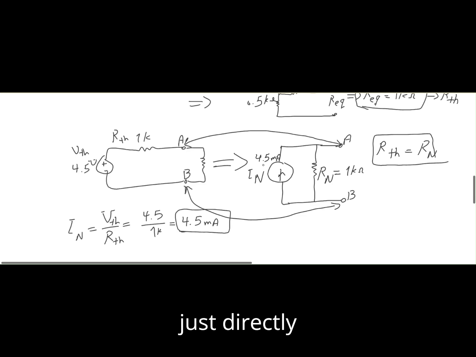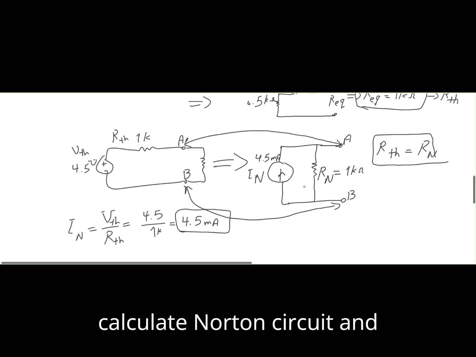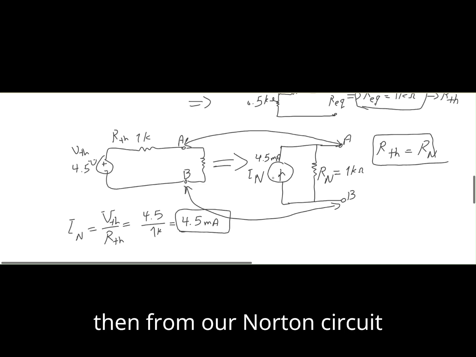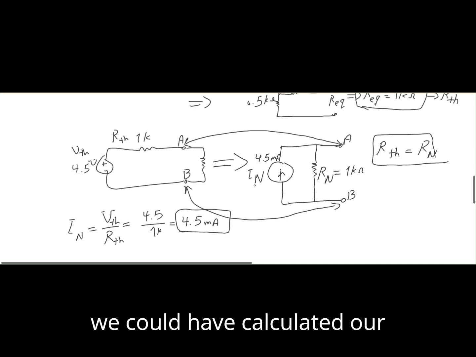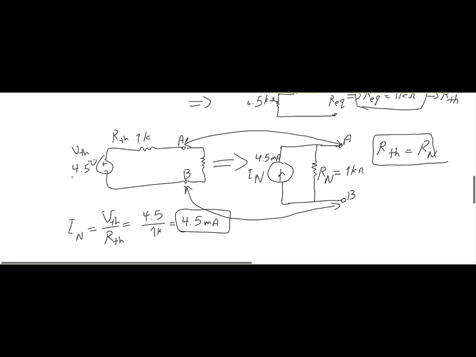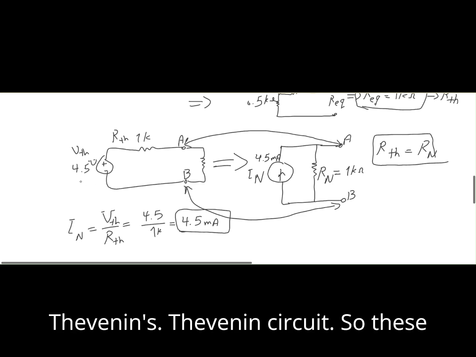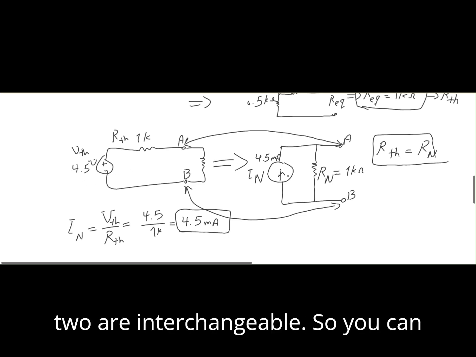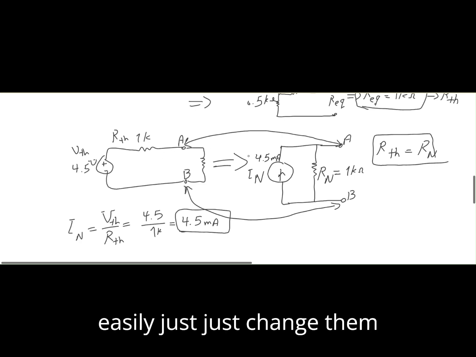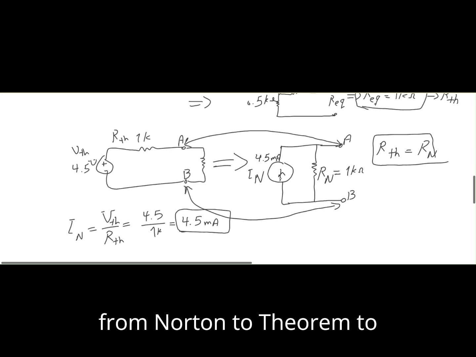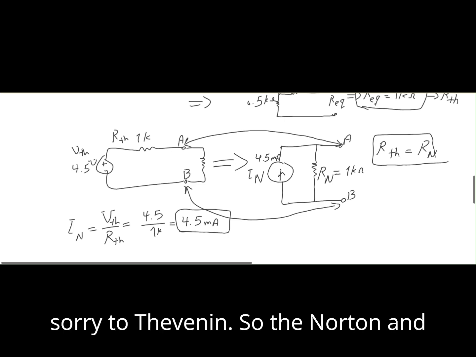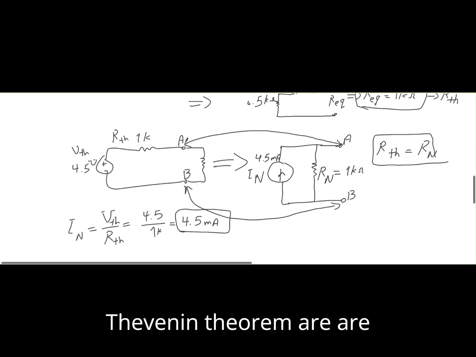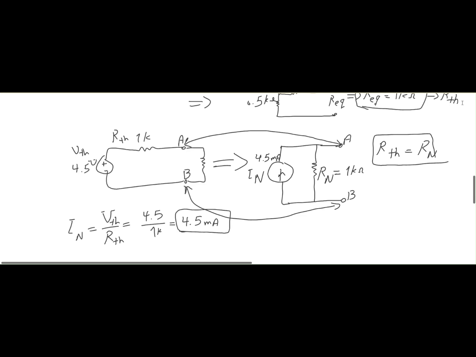Perfect. So this is 4.5 milliamp. So this is my Norton equivalent taken from my Thevenin equivalent. We could have directly calculated the Norton circuit, and then from our Norton circuit we could have calculated our Thevenin circuit. So these two are interchangeable. You can easily change from Norton to Thevenin. So the Norton and Thevenin theorems are equivalent actually.